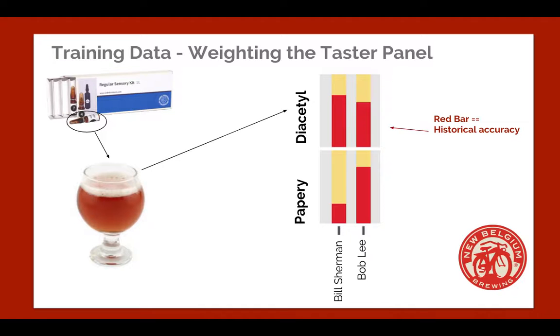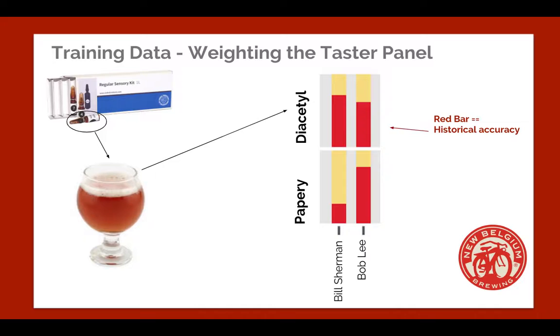I had about 230,000 rows of that comment data, and in addition, I had some training data. For the training, they would take a known off flavor and spike it in a good beer. Then they would see how well the taster could actually identify the off flavor. From this chart, we see that Bob Lee is better at identifying papery in beer, and that Bill Sherman is better at diacetyl. A solid red column would be 100% accurate throughout their whole training.